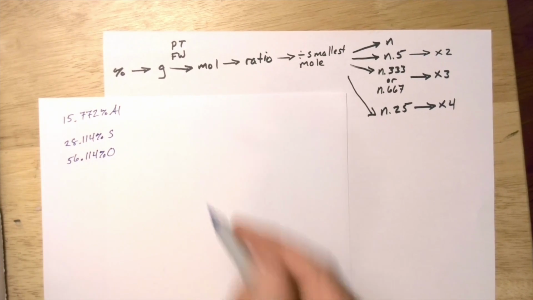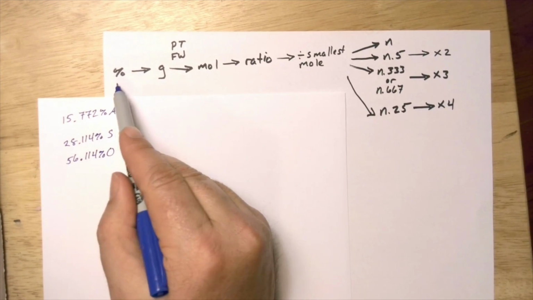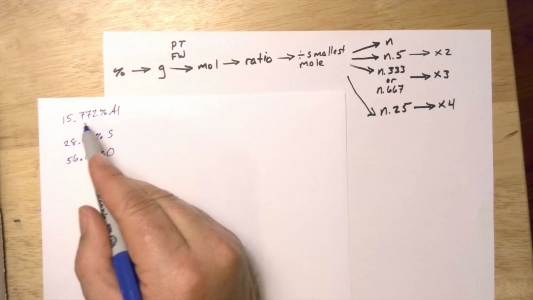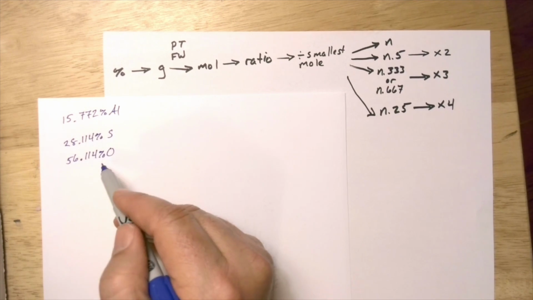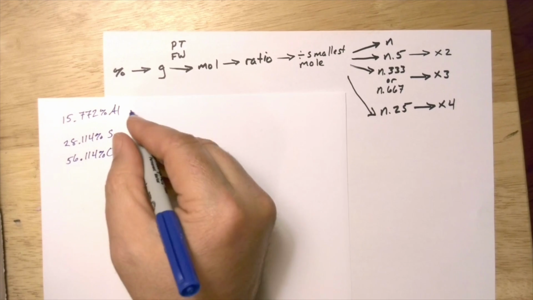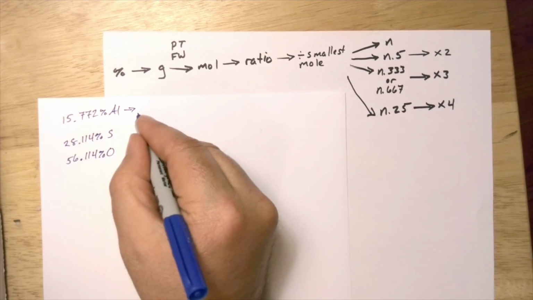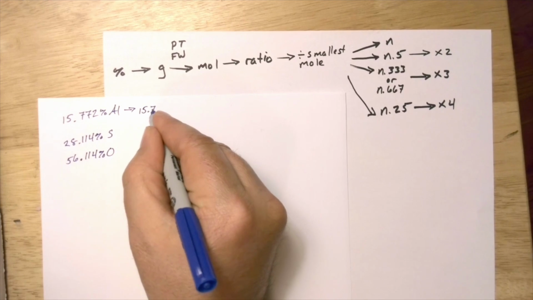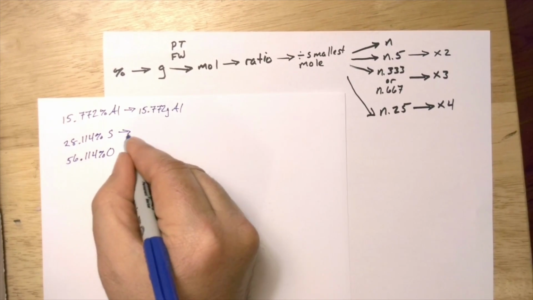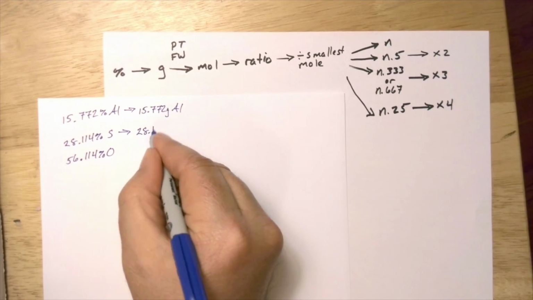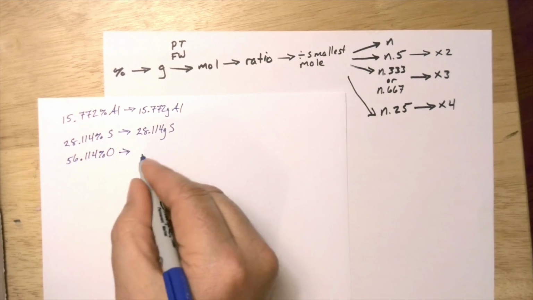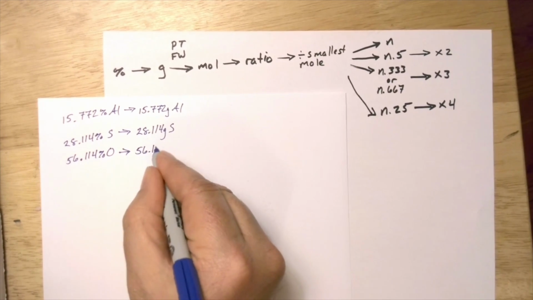So if you look at the flow chart, we have the unit percentages. We need to convert these into grams. So you assume you have 100 grams of this compound. We don't know what it is yet. So if you have 100 grams of this, that would mean 15.772 grams of it would be aluminum, 28.114 grams of it would be sulfur, and 56.114 grams of it would be oxygen.